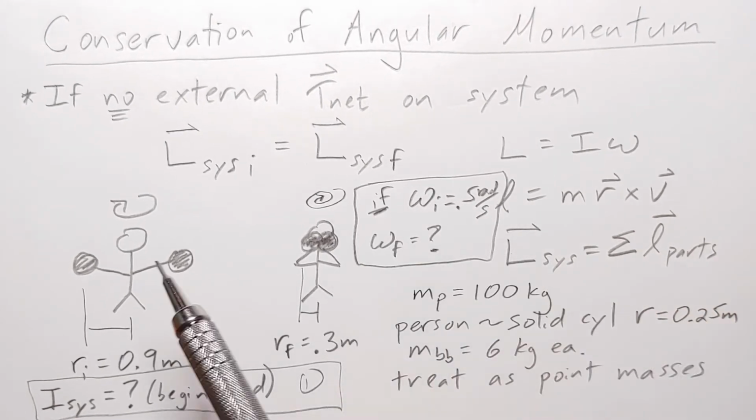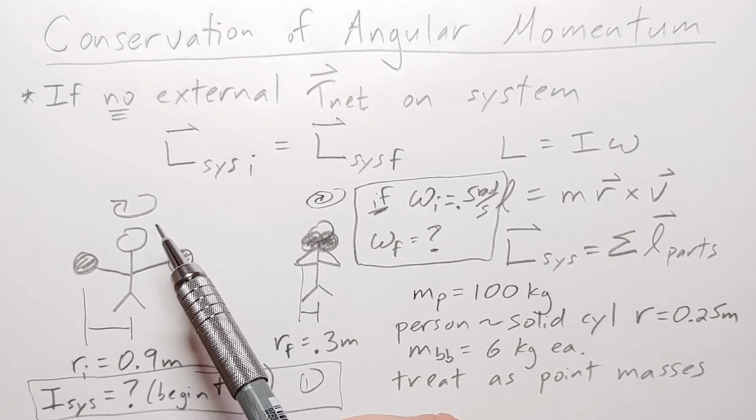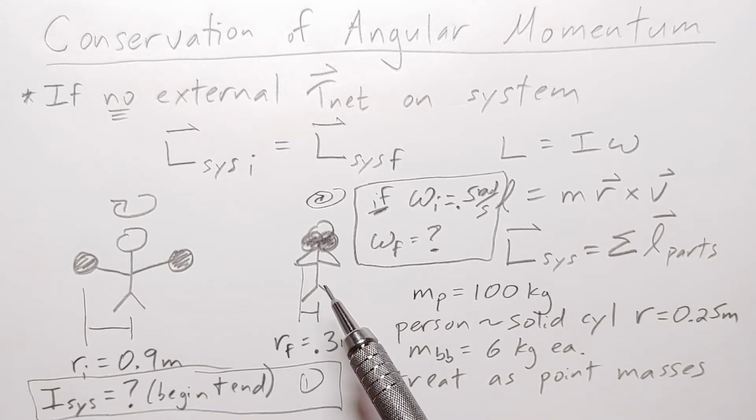So at the end, if they were spinning at 0.5 radians per second, how fast are they spinning at the end? So I'll give you a moment to pause the video and then try this problem on your own, and then we'll go over it together. Okay.